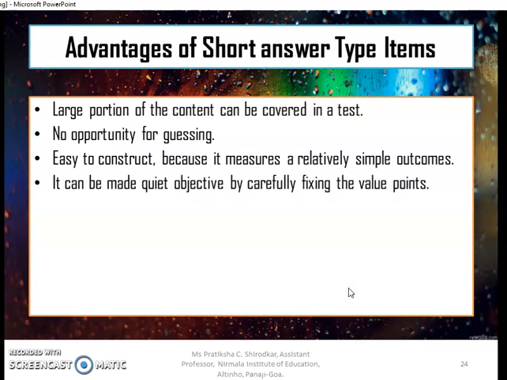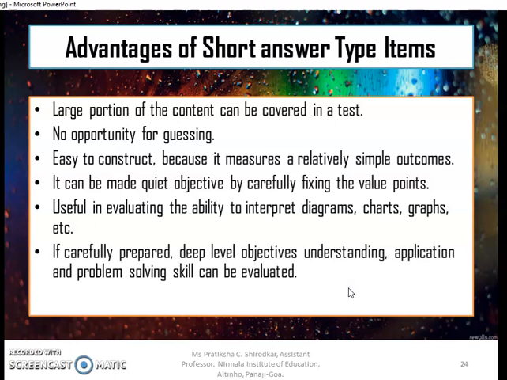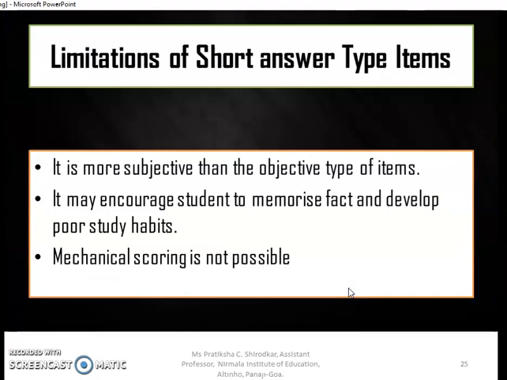It can be made quite objective by carefully fixing the value points, useful in evaluating the ability to interpret diagrams, charts, graphs, etc. So you can make use of these questions when you want context-dependent type of questions to be asked based on a graph, diagram, or a chart. If carefully prepared, deep-level objectives like understanding, application, and problem-solving skill can be evaluated if you ask a proper question.